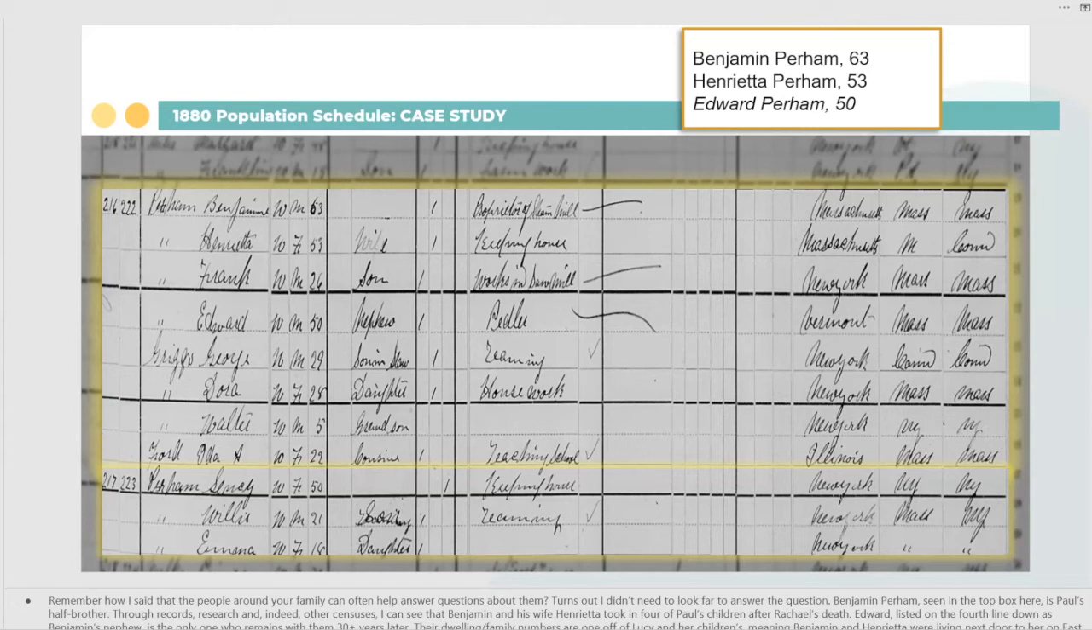Benjamin Parham, seen in the top box here, is Paul's half-brother. Through records, further research, and other censuses, I can see that Benjamin and his wife Henrietta took in Paul's 4 youngest children after Rachel's death. Edward, listed here on the census on this line, is his nephew, is the only one that still remains with the family 30 years later. Their dwelling and family numbers are one off of Lucy's, meaning that they live next door.